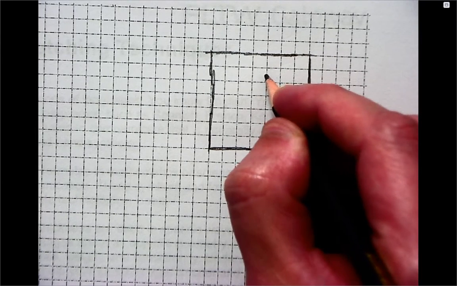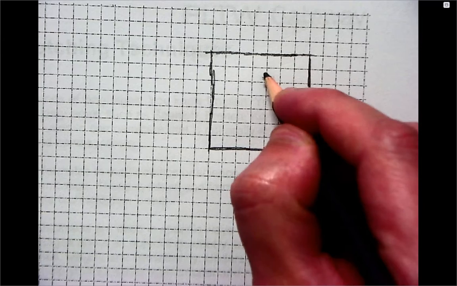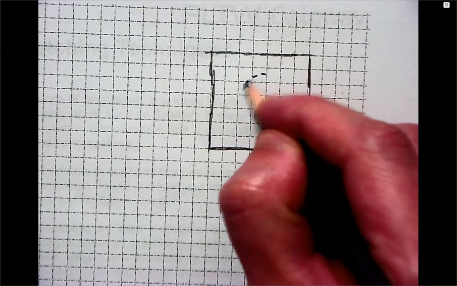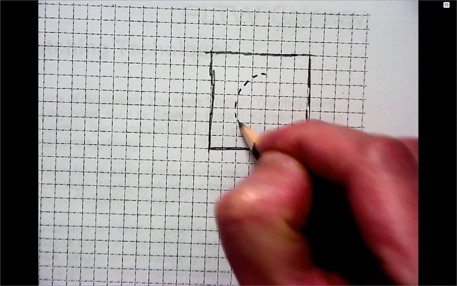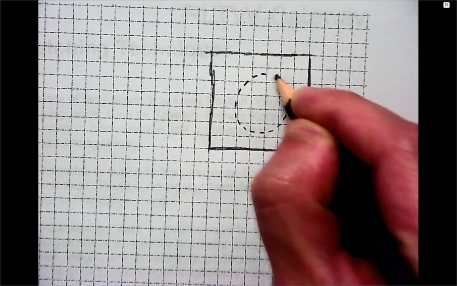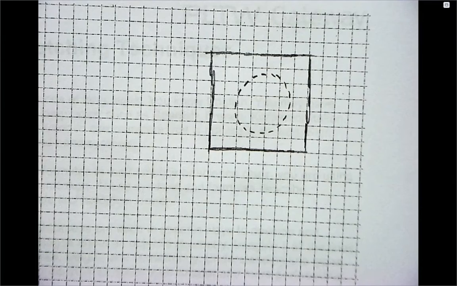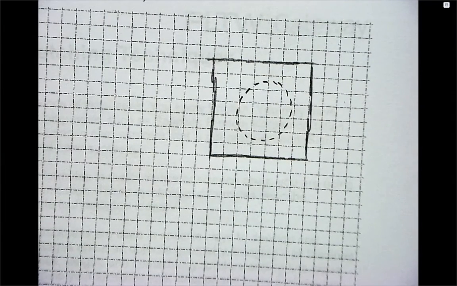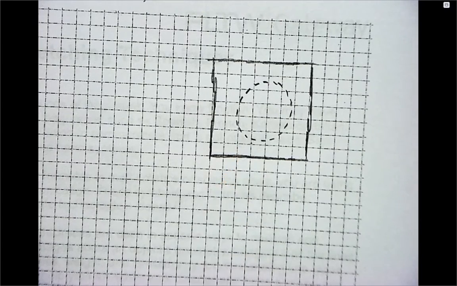So for the sake of time here, I'm going to just draw it by hand. And I'm just going to use the short dashes to represent that there's a circle behind the square. So that would be another way of using these lines.